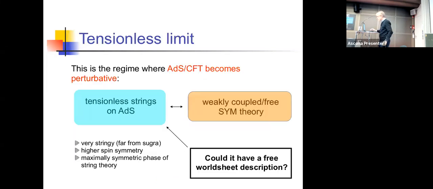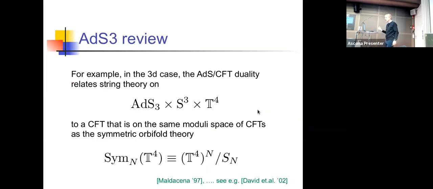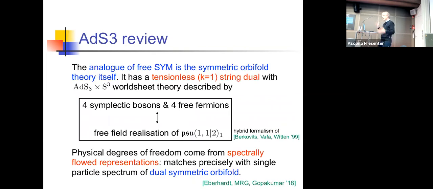Now, in order to see to which extent this fits in this pattern, you have to understand what's the analog of free or weakly coupled super Mills in this context. And the natural analog is to believe that it's the symmetric orbifold theory itself, because the symmetric orbifold theory is essentially a free theory. The only constraint you impose is this global orbifold constraint, and that's a little bit like the gauge singlet constraint of N equals 4 super Mills. So the idea is that the analog of free super Mills in this context is the symmetric orbifold theory itself. So what you would hope is that the symmetric orbifold theory has a string dual description in terms of a worldsheet theory that's effectively free. At least that would be if our idea is realized.